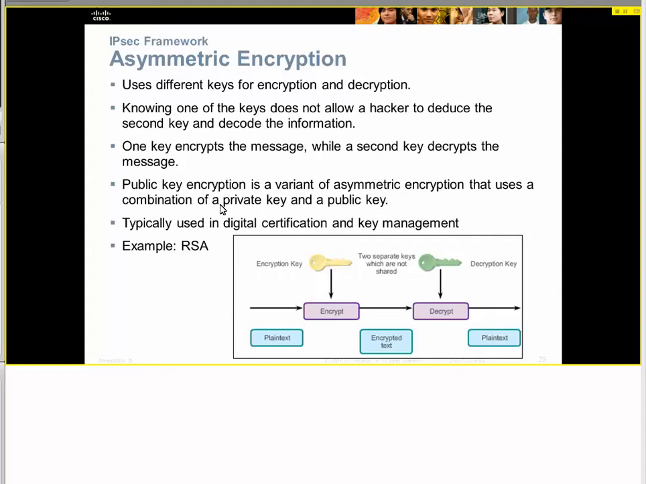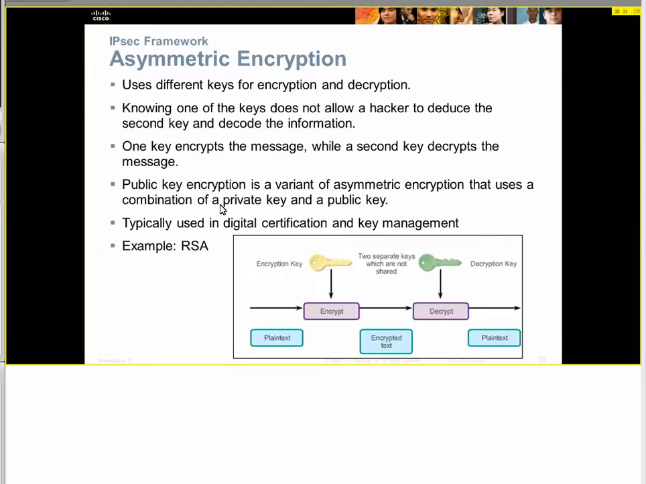So asymmetric keys solve the problem of key distribution by having a key pair. You have one key that you use to encrypt. You have a second key that you use to decrypt. The two keys are mathematically related, but they're not the same.